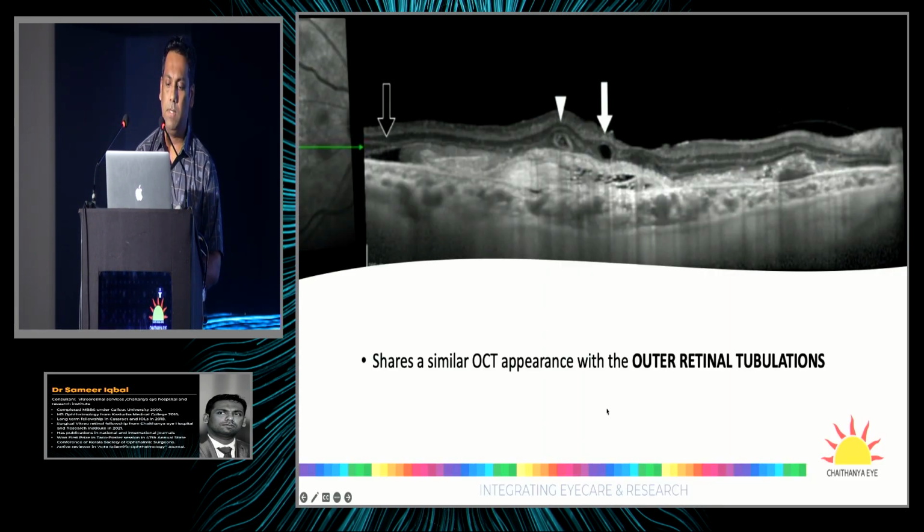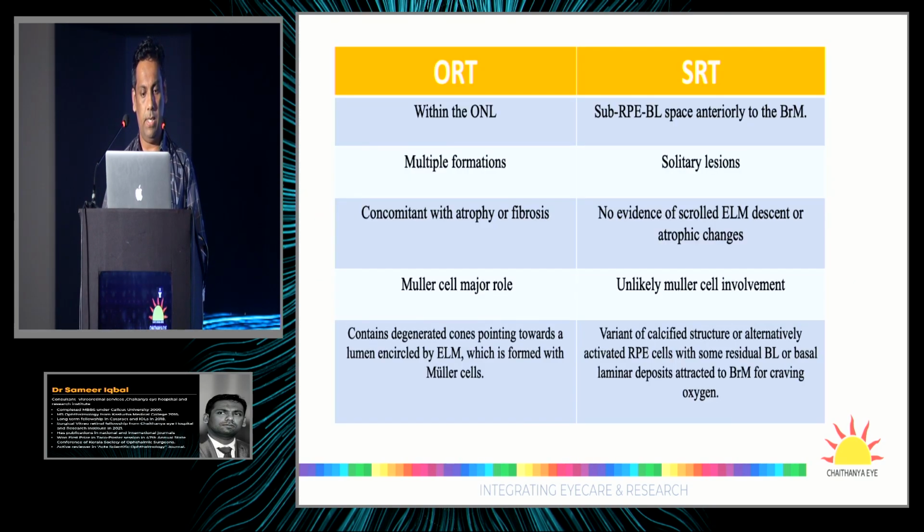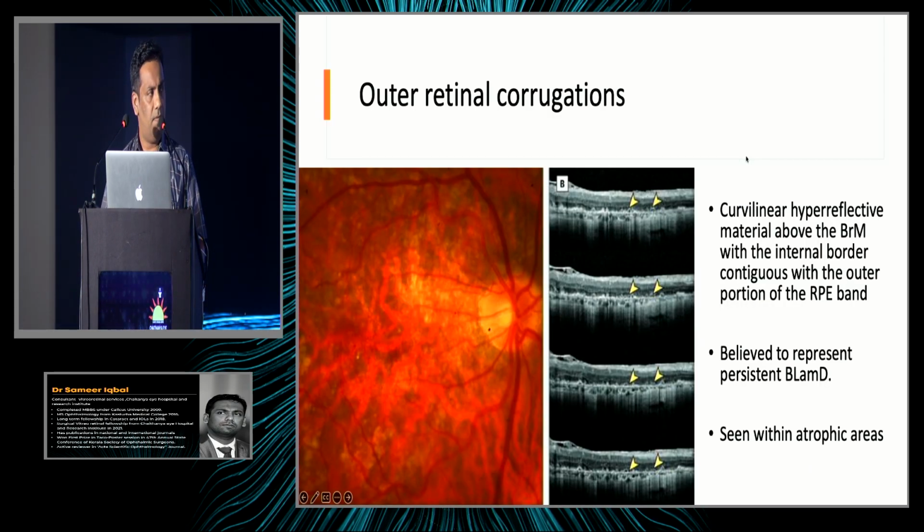Coming to the differential diagnosis, outer retinal tubulations appear almost the same as SRTs in OCT, but there are notable differences between these two. ORTs are seen within the outer nuclear layer, whereas SRTs are in the sub-RPE space. SRTs are always solitary lesions, whereas ORT can be multiple, and they are seen in areas concomitant with atrophy or fibrosis. Muller cells play a major role in the formation of ORT, which is unlikely in SRT, because most of the time the RPE above the SRT appears to be intact and there is no evidence of any ELM defect.